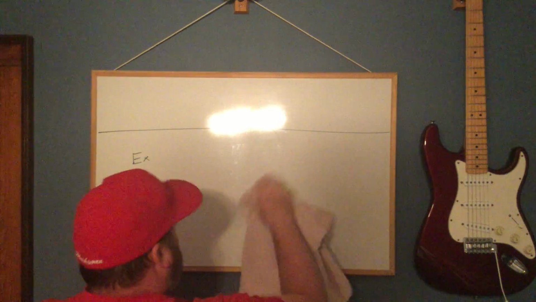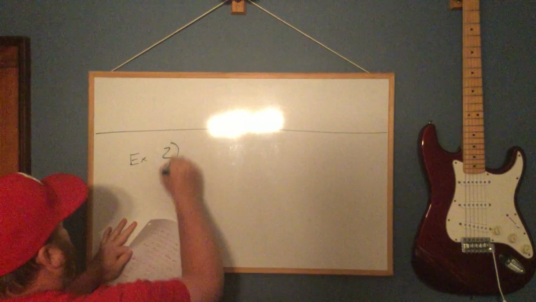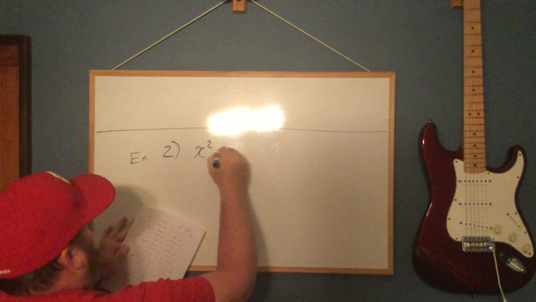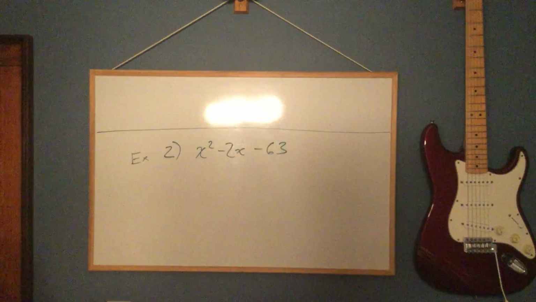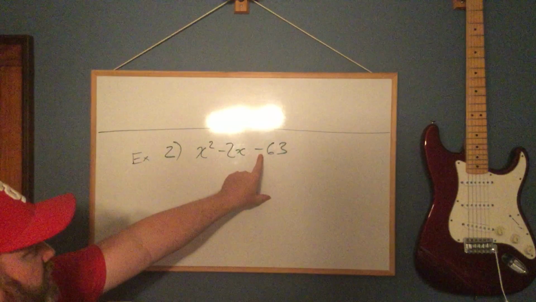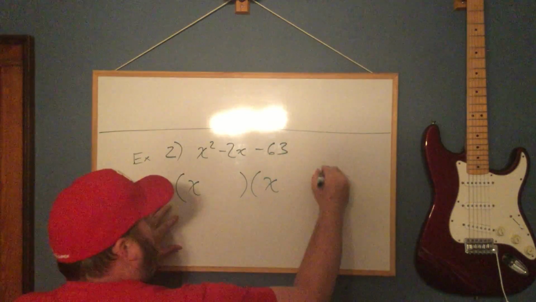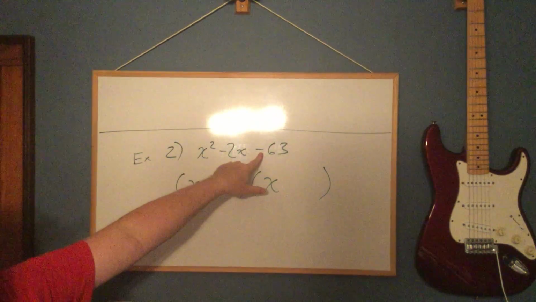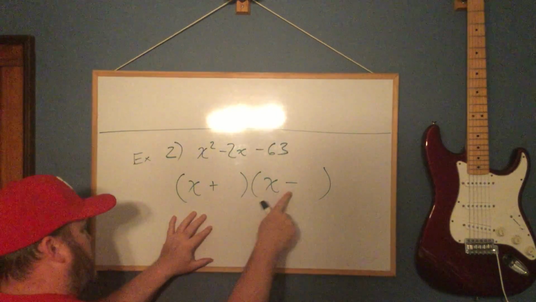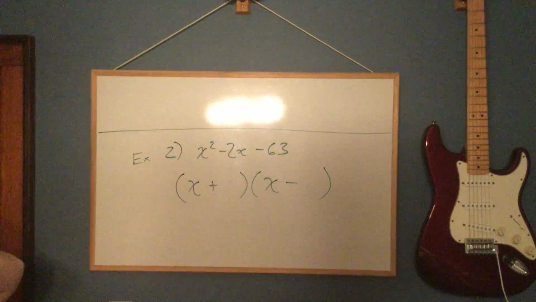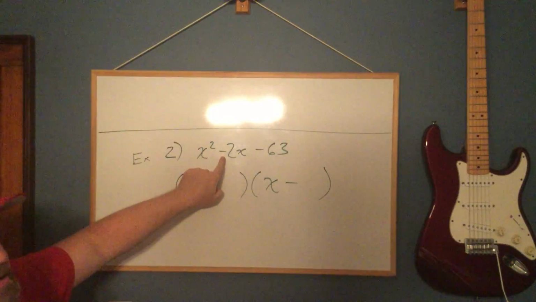Okay, let's look for our second example. We get x squared minus 2x minus 63. Okay. So this tells me, that's leading coefficient equal to 1, so I know that's x and x. Okay, now let's look here. That tells me it's going to be different signs. You can put plus and minus, or you can put minus and plus, it doesn't matter. Order doesn't matter and that kind of stuff. This tells me that the bigger number will be negative.